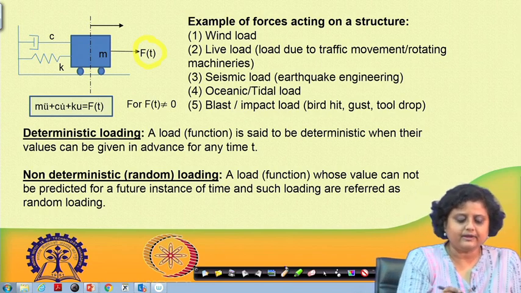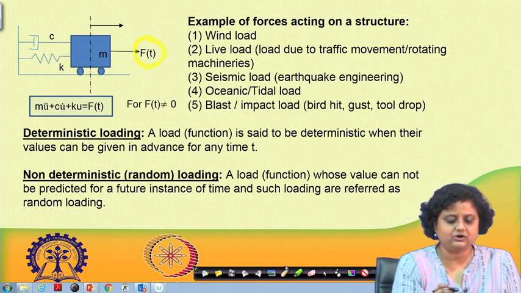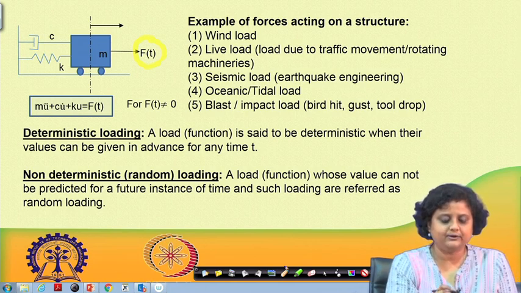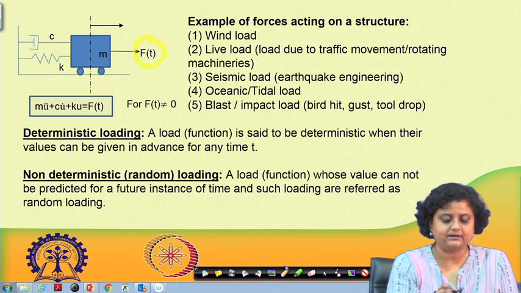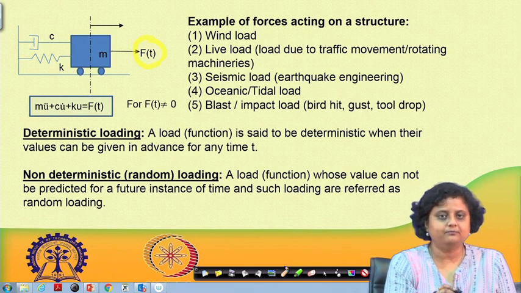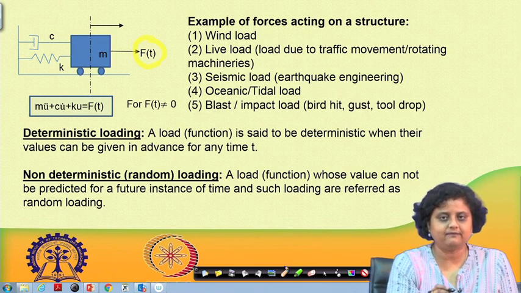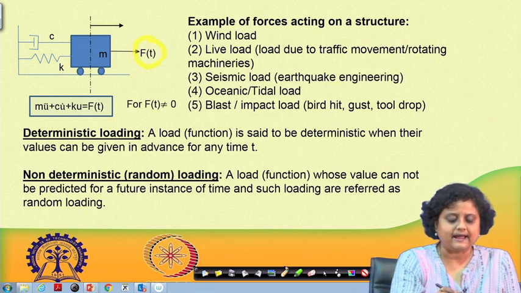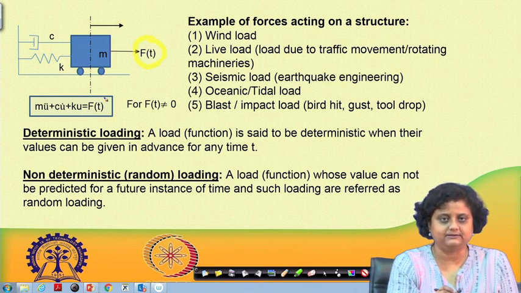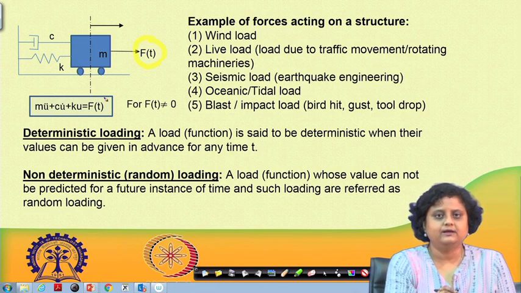Therefore, there would be a slight change in the equation of motion. If we look from a mathematical perspective, previously we had a homogeneous differential equation, where the right hand side of the equation was 0. From now onwards, we will not have a homogeneous equation; rather there would be some force term on the right hand side, and this force is going to be a function of time.